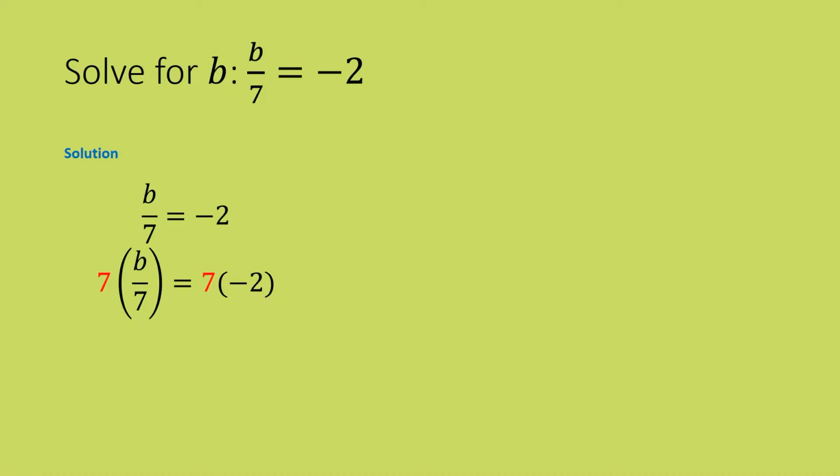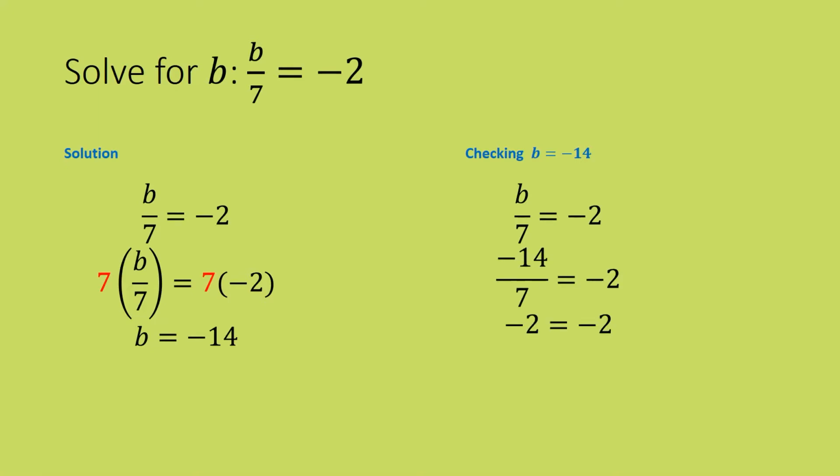So once again, the logic is still there. Whatever you do at the left-hand side, you're going to do at the right-hand side. So we have the answer as b is equal to negative 14. Now, to check if our answer negative 14 is correct, you do the checking. So b over 7 is equal to negative 2. Substituting negative 14, negative 14 over 7 is equal to negative 2. So we have negative 2 is equal to negative 2.